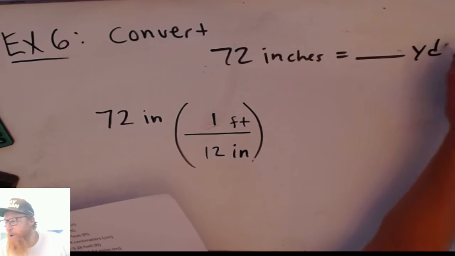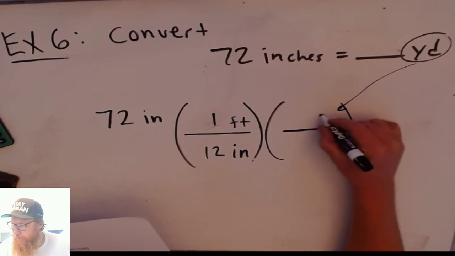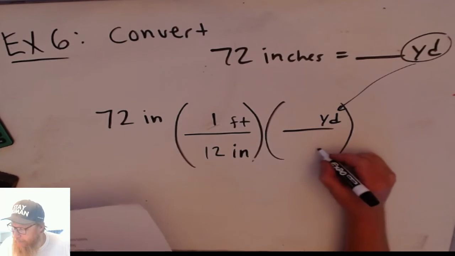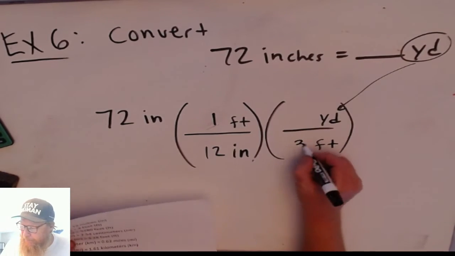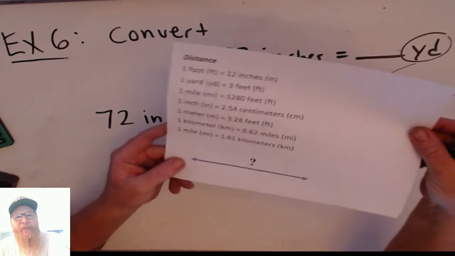Remember, my goal is yards. So I want to put that in the last one. My goal is yards, and I'm trying to get rid of the inches and the feet. So 3 feet is 1 yard. Again, 1 yard is 3 feet.